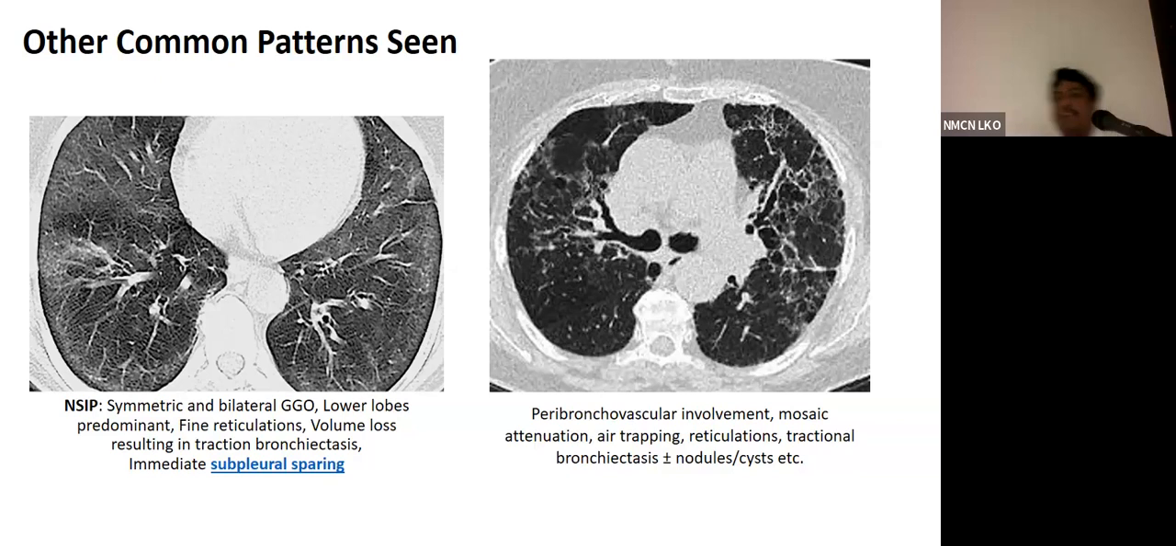Other radiological findings on HRCT is called peribronchovascular involvement. There may be mosaic attenuation, areas of air trapping, reticulation, traction bronchiectasis with presence of associated nodules or cysts. So these are the different patterns that we can encounter in radiology.